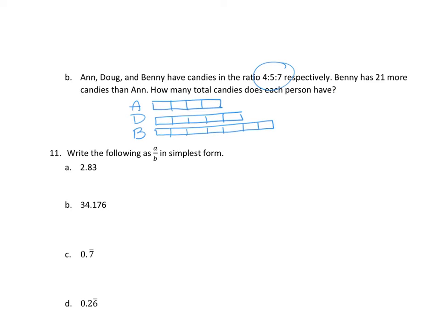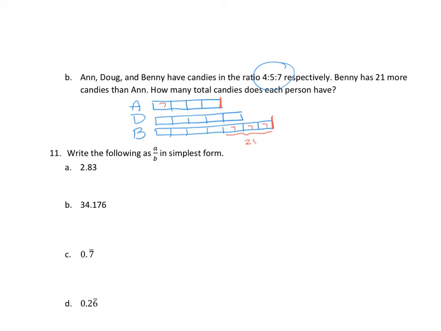Those are their ratios. Now Benny has 21 more candies than Anne. So let's look at Anne stops right here. Benny stops right here. So you can see that there's these 3 spaces. That's the 21 more that Benny has. So if the 3 equal spaces, that's going to be 7 and 7 and 7. So what I know right now is each rectangle is 7.